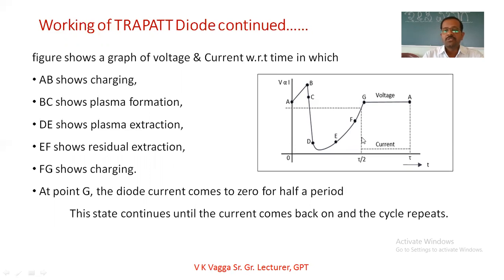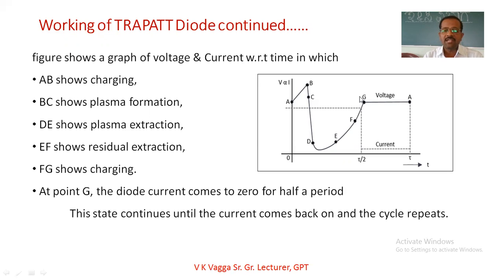Slightly. So all the electrons and the holes available in the depletion layer are completely extracted, and the depletion layer will become empty. Then it will again start the recombination of the electrons and the holes. It will enter into charging again. So FG shows the charging.